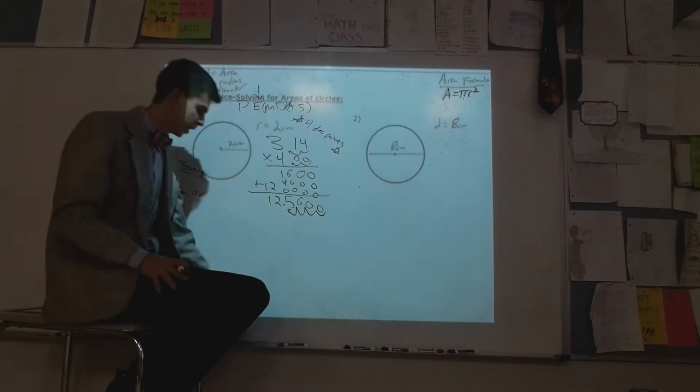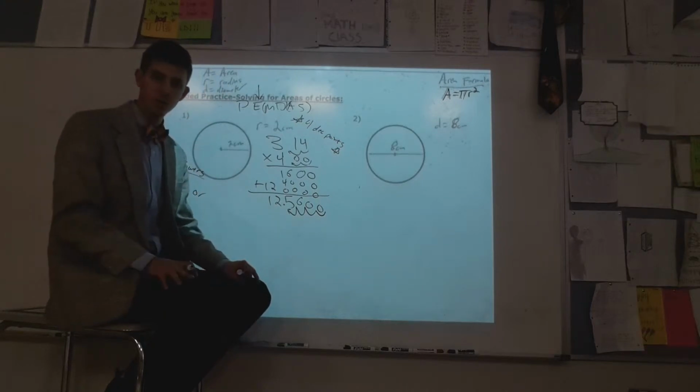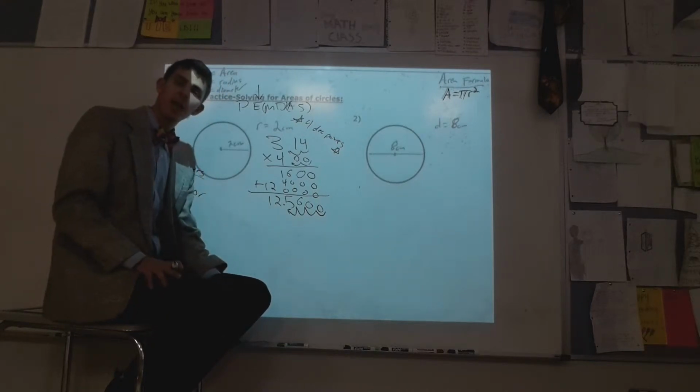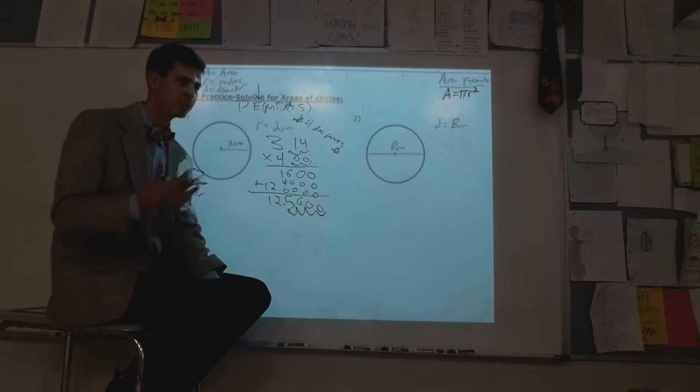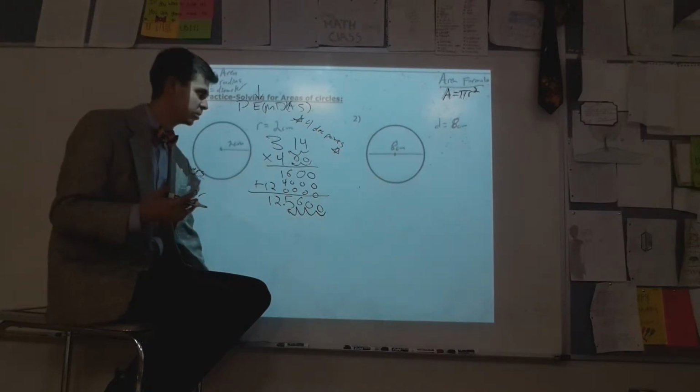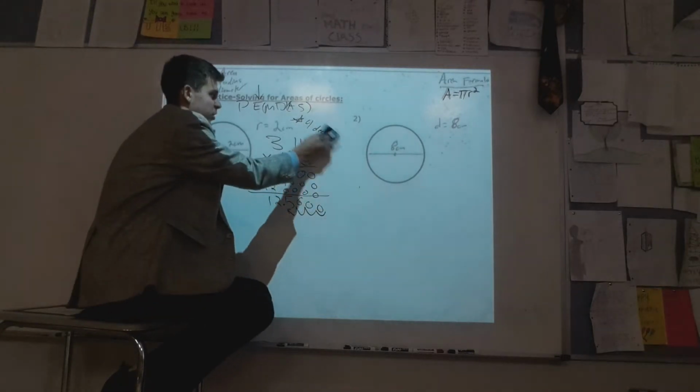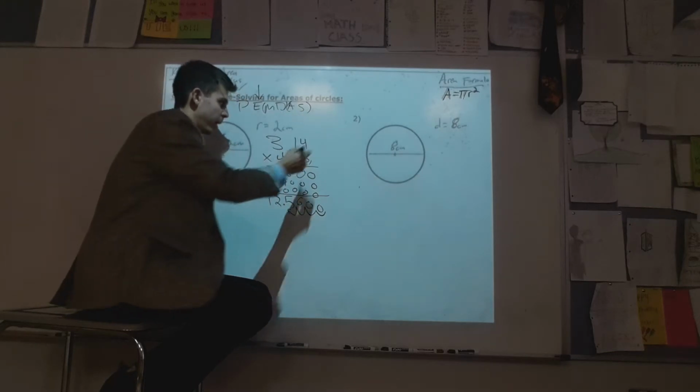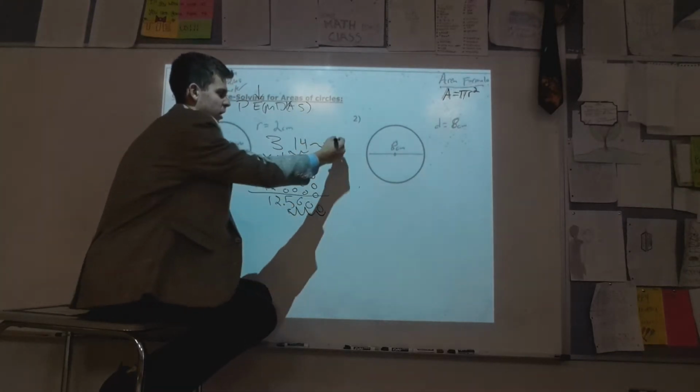Now, there is a way to check to make sure that we're doing it right. In particular, a shout out to a student, Mario, who continually asks me, "Sir, how can we check this? How can we check to make sure that it's right?" And the way that you can check is to round pi to what you guys used last year, 3.